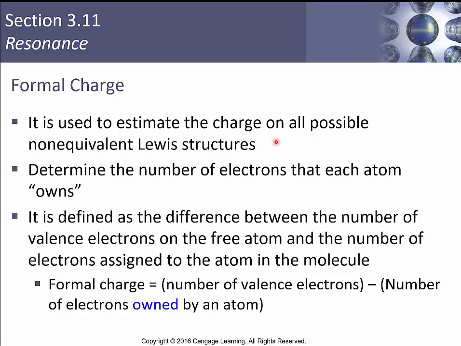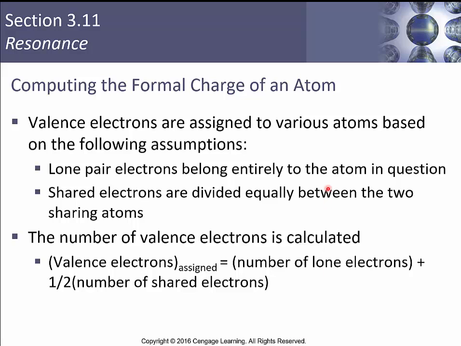And it's going to determine the number of electrons that each atom owns or sees. It's defined as the difference between the number of valence electrons on the free atom and the number of electrons assigned to the atom in the molecule. So our formal charge is the number of valence electrons minus the number of electrons that are owned by that atom. The valence electrons are assigned to various atoms based on the following assumptions: that lone pairs belong entirely to the atom in question, and that shared electrons are shared equally between the 2 atoms.